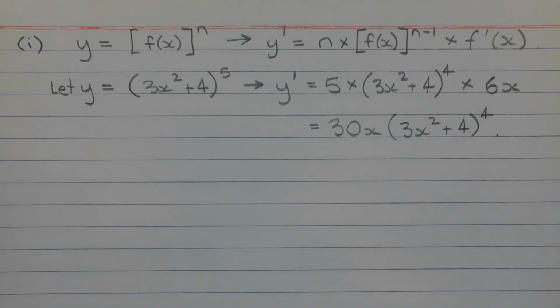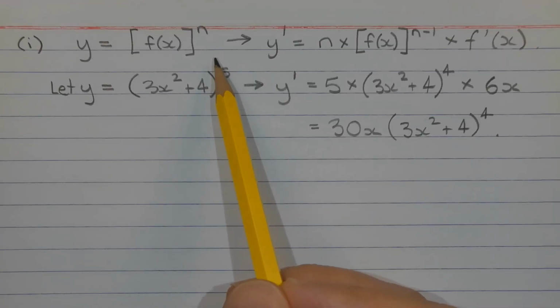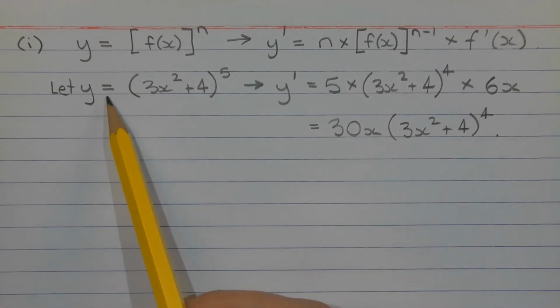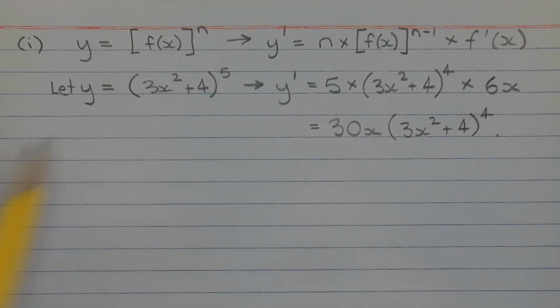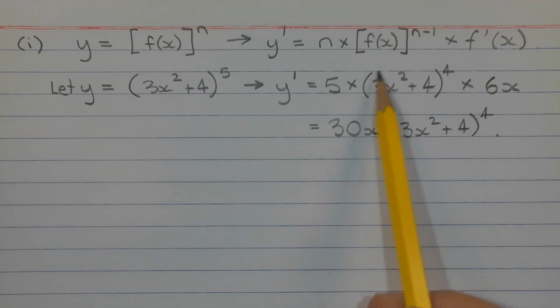In this case, our f(x) is 3x² + 4, and it's being raised to the power of 5. So by the chain rule, the first derivative y' is equal to 5 times (3x² + 4)⁴. So that's differentiating the power function. The 5 comes out to the front, and then we reduce the power by 1. And then we multiply by the derivative of the inner function, which is our f(x).